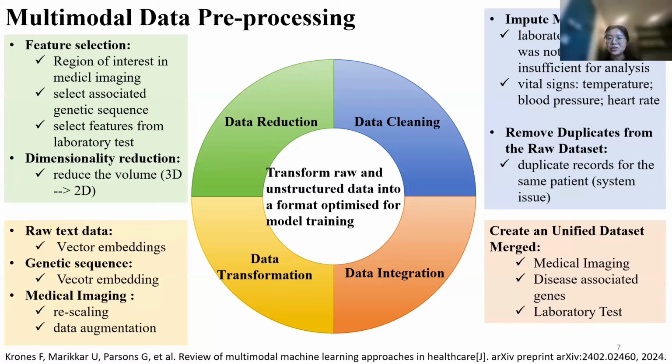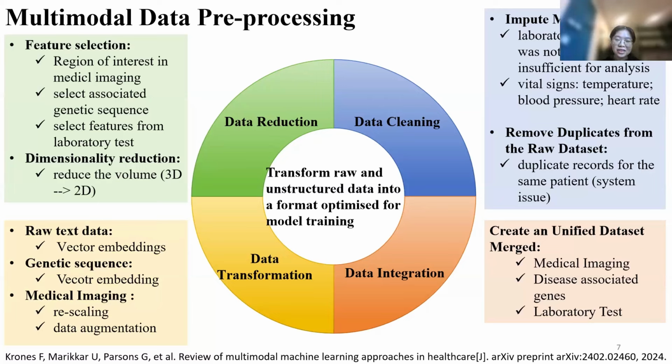And sometimes for vital signs, for example temperature, blood pressure, and heart rate, the value is missing at some time step. At that time, maybe we need to impute the missing value and make sure that all modalities of the data correspond with each other. And sometimes, because of system issues, we have duplicate records for the same patients. At that time, we need to remove duplications from the raw data set.